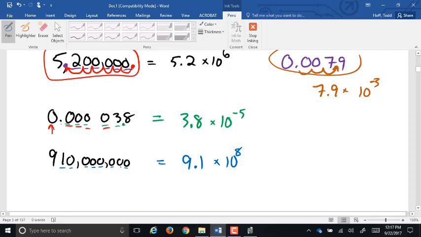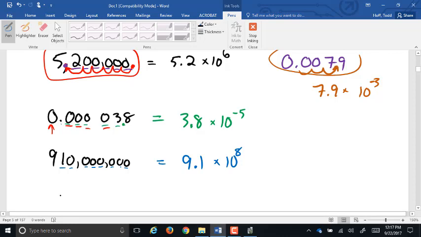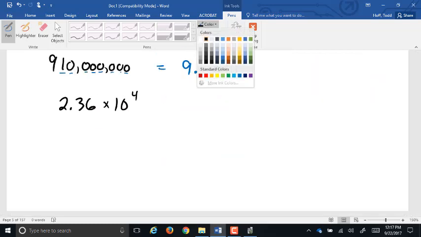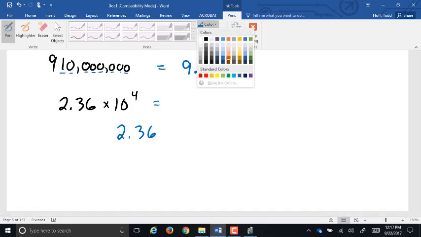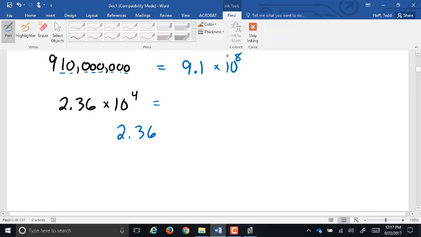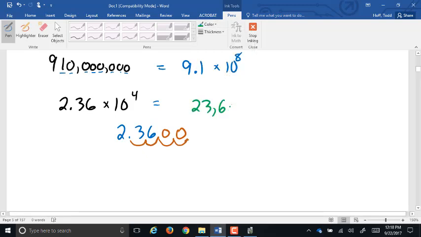And going the other direction. Let's say we have 2.36 times 10 to the 4th. What's that going to be back in standard notation? Perfect. It's a positive power on my 10, so I know this is a large number. So I'm going to move the decimal point to make the number larger, and it's 4 spots. So I go 1, 2, I have to add zeros, 3, and 4. So you are absolutely correct. It's 23,600.